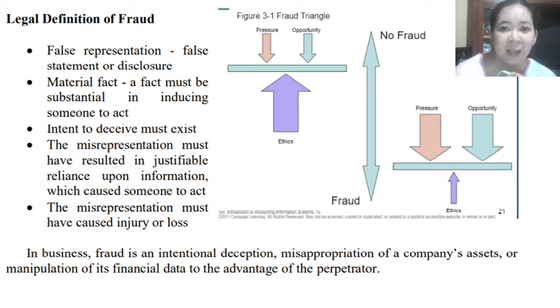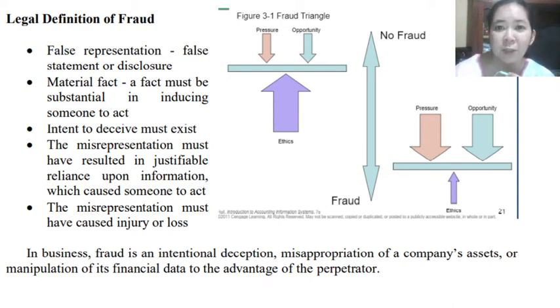Lastly, this misrepresentation has caused either an injury or loss to the other party. Because they relied on falsified data, it will result in financial losses later on. So these are the elements of the legal definition of fraud.